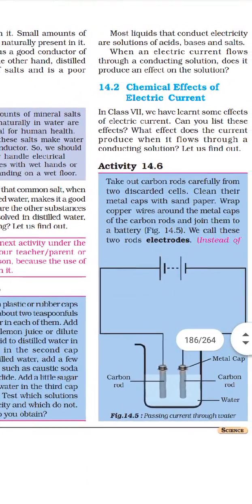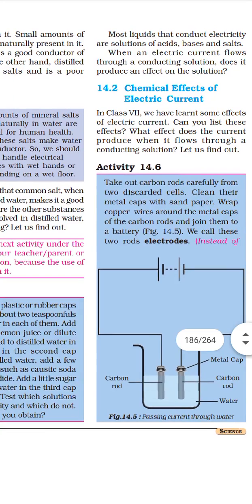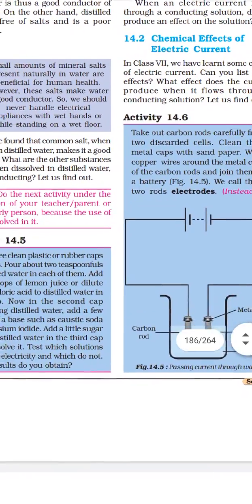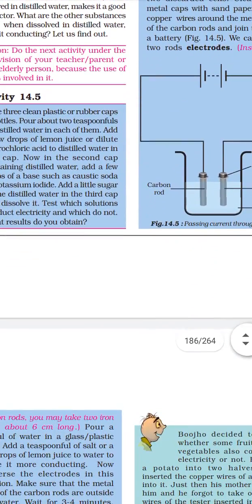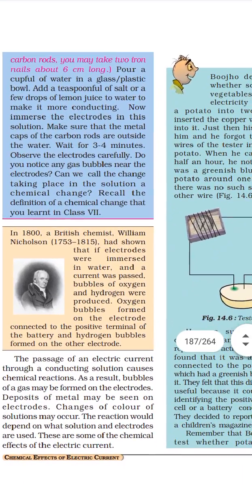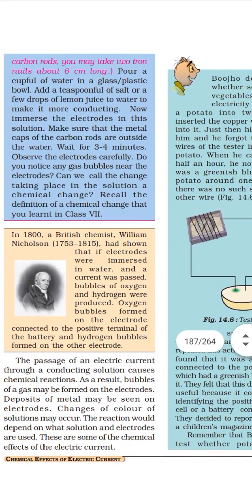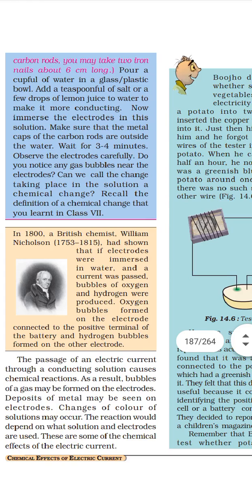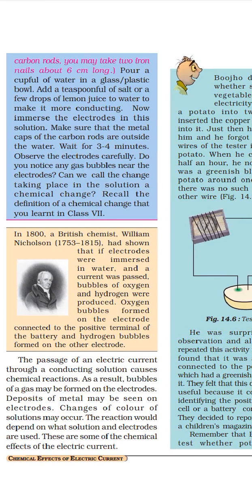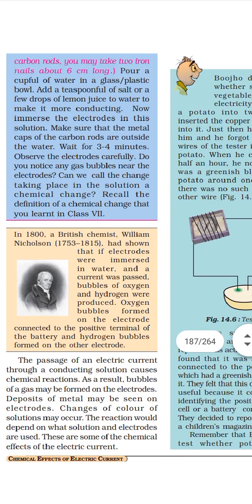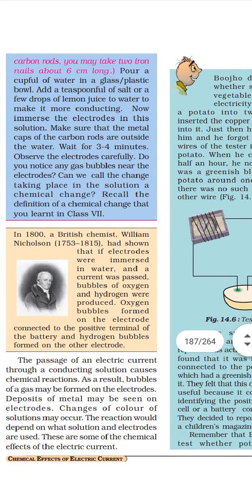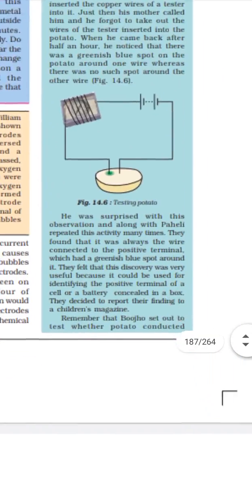In class 7 we have learned some effects of electric current. Can you list these effects? What effect does the current produce when it flows through a conducting solution? The passage of an electric current through a conducting solution causes chemical reactions. As a result, bubbles of a gas may be formed on the electrode, deposits of metal may be seen on the electrode, and changes of color of solutions may occur. The reaction would depend upon what solution and electrodes are used. These are some of the chemical effects of electric current.